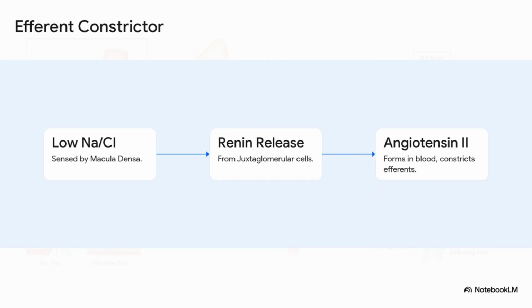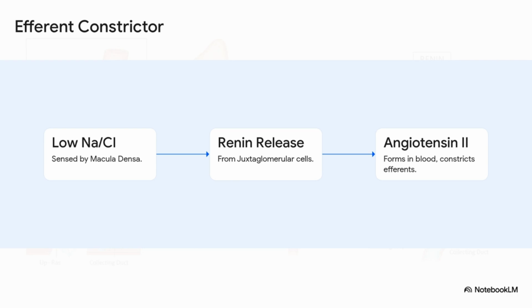Simultaneously, we have the efferent arteriolar vasoconstrictor mechanism. That exact same signal, the low sodium and chloride ions at the macula densa, also stimulates the juxtaglomerular cells. These cells release an enzyme called renin. Renin acts on angiotensinogen in the blood, eventually causing the formation of angiotensin II.